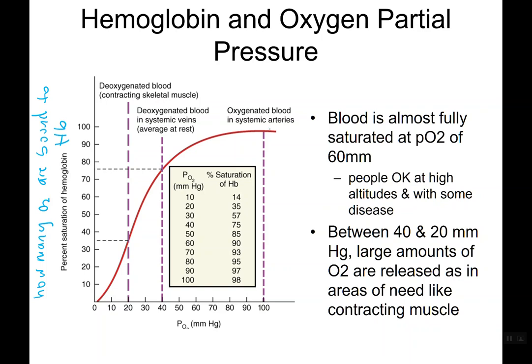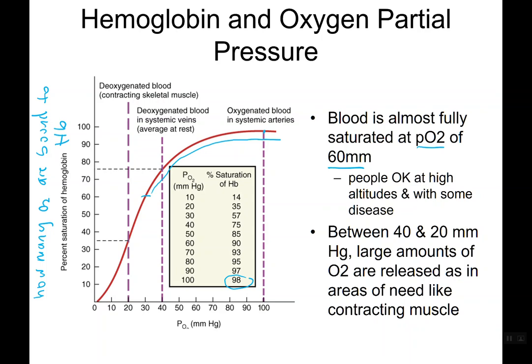So oxygenated blood in systemic arteries comes to about here. So if we trace this down, PO2 is 100, and that means the saturation of hemoglobin is slightly less than 100, so 98%. So it's not a perfect holder of oxygen due to its reversible binding affinity. So blood is almost fully saturated at a PO2 of 60 millimeters of mercury. And you'll notice that after this point, the curve levels off really fast, so there's not much more you can saturate beyond this.